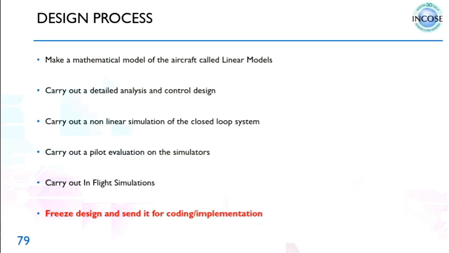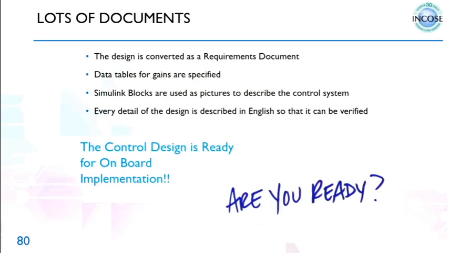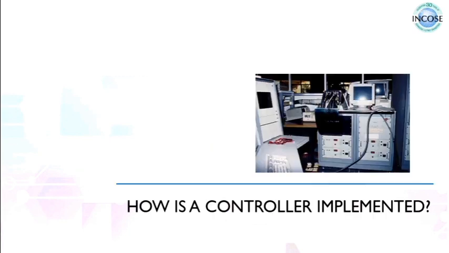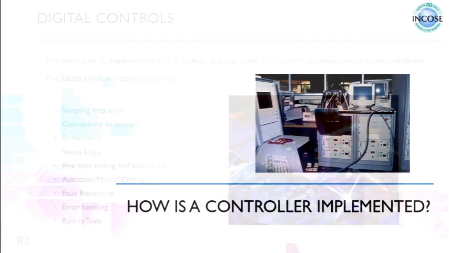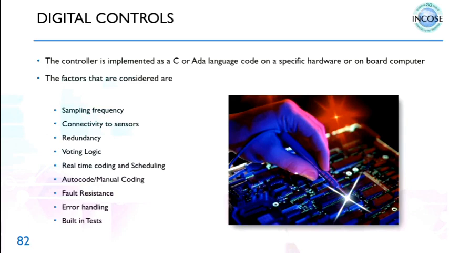And finally, our design is done, and we have lots and lots of documents. We have data tables, we have the design block diagrams, we have Simulink models and all that, and a lot of text in English. We describe all our design in English, and then it is supposed to be implemented on the onboard computer. So this is the aero domain, the controls domain, and now we get into the electronics domain, the electrical engineering domain, and the software engineering. So this is digital control.